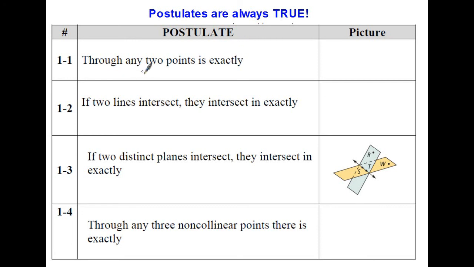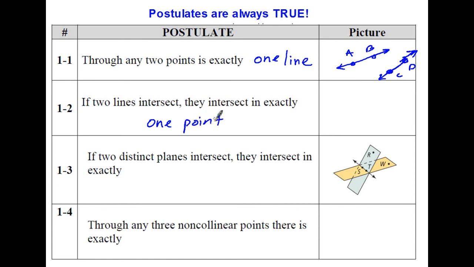So postulate 1-1, through any 2 points there is exactly one line. So here's A and B, you draw it, and you can draw a line. I draw another point here and here, let's call it C and D. I can draw a straight line. So wherever there's 2 points, you can connect them and make a straight line. So that's postulate 1-1.